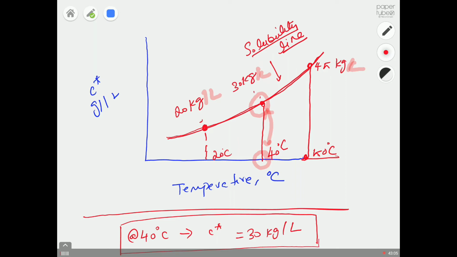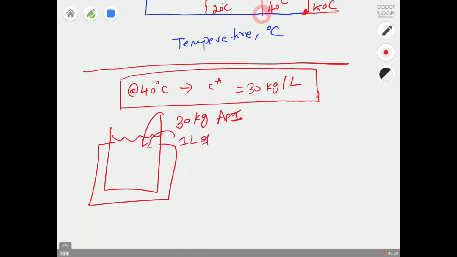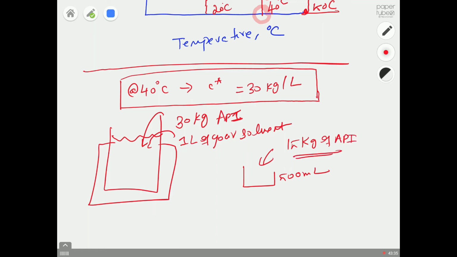So what we do is we take a crystallizer, we add 30 kilograms of your API, and then we add 1 liter of your solvent. Obviously, if you are going to work with 500 milliliters, then we have to add 15 kg of API. So probably we will solve some problems so you will know how to convert the units depending on your reactor volume. So this is what we do in the lab.